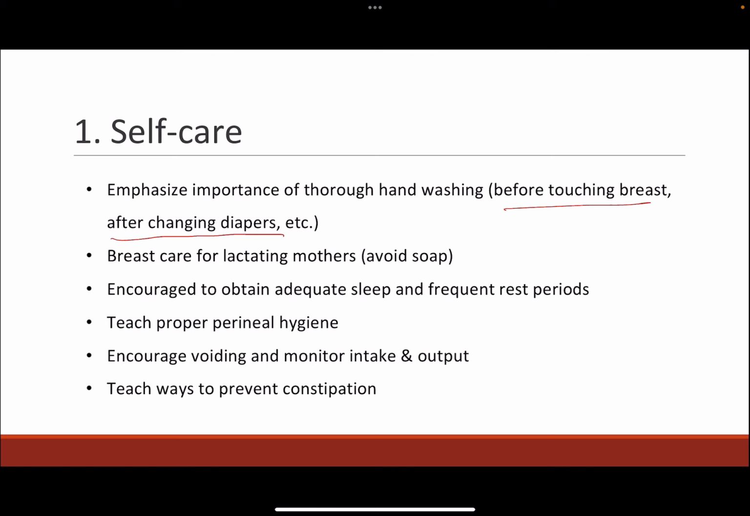Breast care for lactating mothers is to avoid soap, and encourage her to obtain adequate sleep and frequent rest periods. Teach proper perineal hygiene, and then encourage boiling and monitor intake and output. Teach ways to prevent constipation, because it can happen if the patient is constipated, and if she has an episiotomy, masakit yun. May tahi pa si patient tapos nag-constipate pa siya.